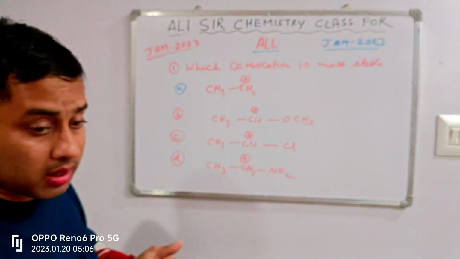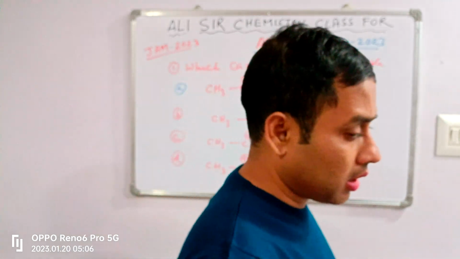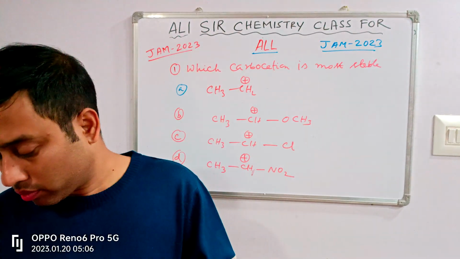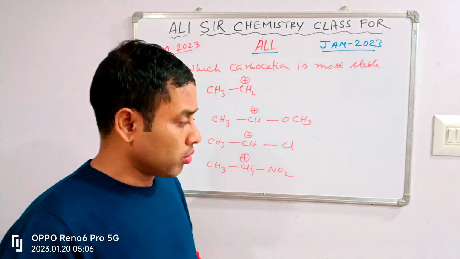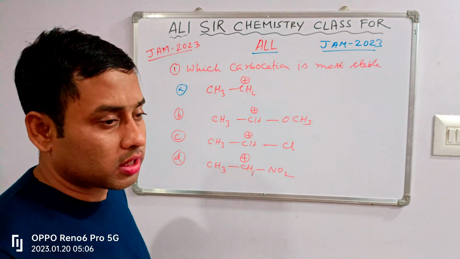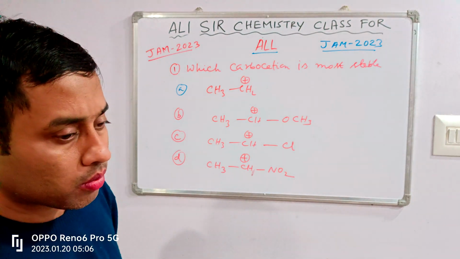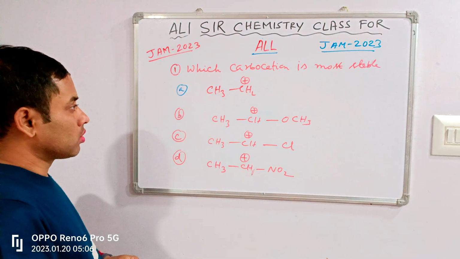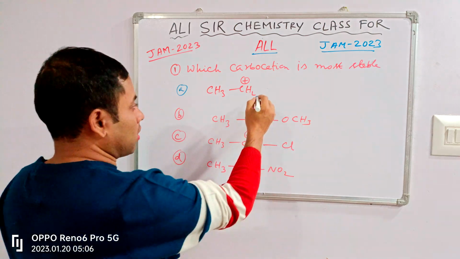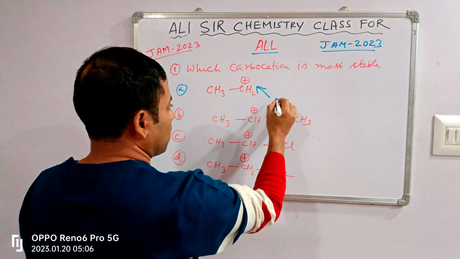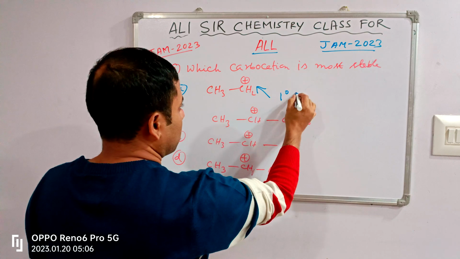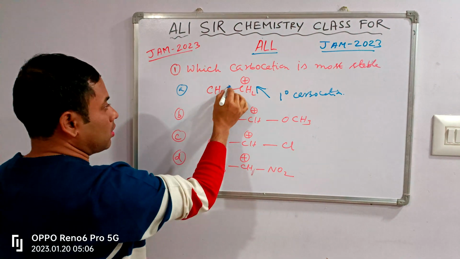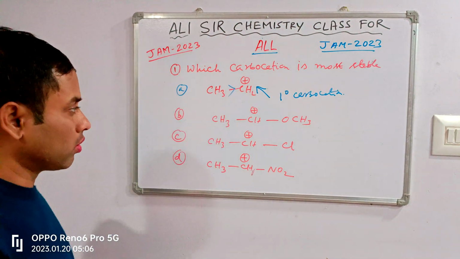This is the first class, so I am discussing some examples, which are simple types of questions. So don't worry. If you learn it, you can explain all types of questions. They may be difficult or not, it doesn't matter. So you see that in A, this is a simple primary carbocation, which is stabilized only by the plus I effect of the methyl group.